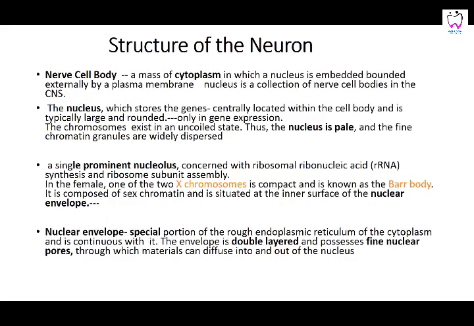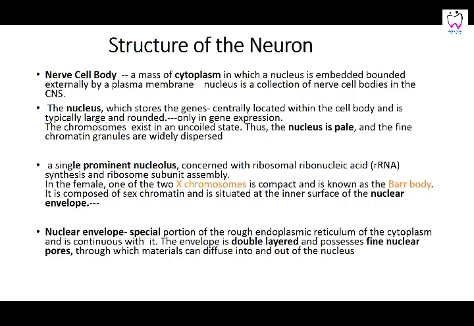The structure of a neuron: the nerve cell body, the nucleoplasm, which has the genes in it, and the chromosomes in their uncoiled state. That is why the nucleus appears pale, and the fine chromatin granules are widely dispersed in it. There is a prominent nucleolus, and then there is something in the females. One of the two X chromosomes is compact in the central nervous tissue. It is compact and visible, and it is known as the Barr body.